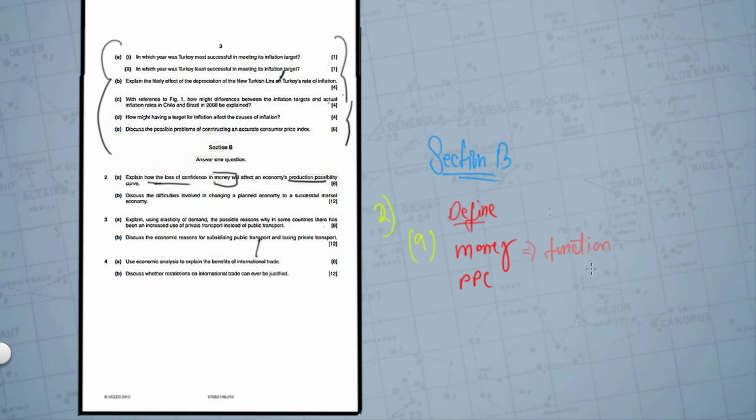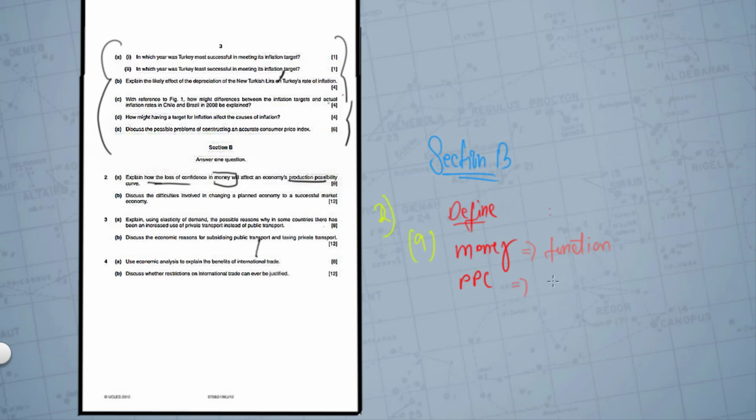So when you're defining it, when you're explaining it, give a simple definition which you probably should know from your book, and write down the functions of money, the 4 functions of money: medium of exchange, store of value, unit of account, and standard of deferred payment. And you do the exact same thing for PPC curves.